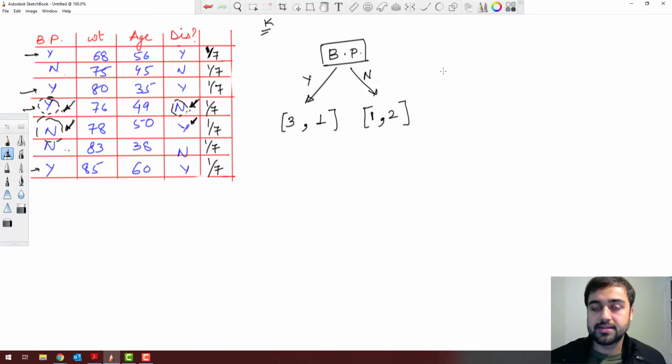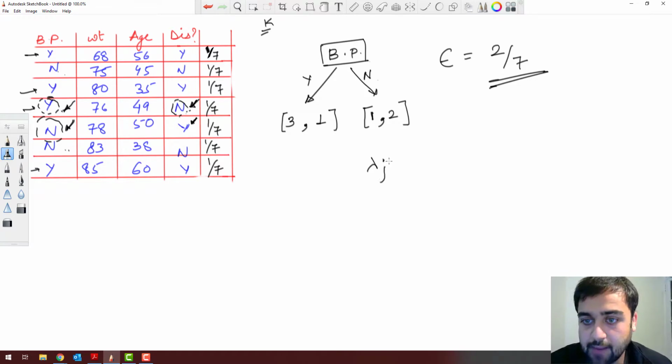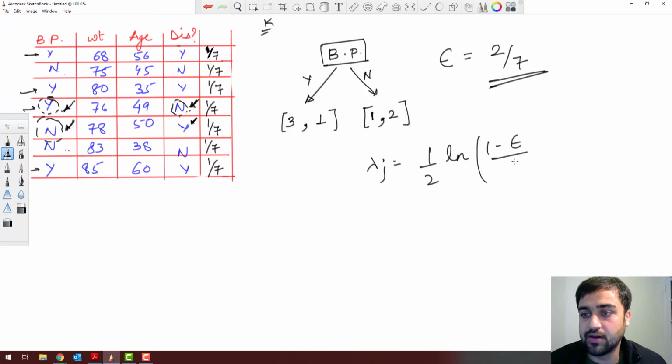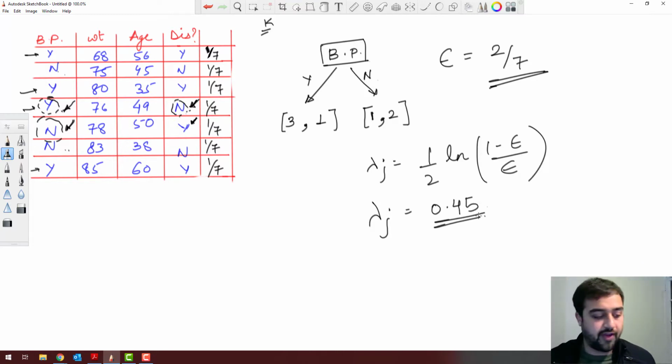Now we proceed on to calculate our epsilon. What would be the epsilon? Epsilon would be, there are two samples out of 7 that are misclassified, right? So that gives us 2 by 7. Now using this 2 by 7, we can calculate our lambda j. That was half ln of (1 minus epsilon) upon epsilon, right? Calculating this, we get lambda j as 0.45, right?